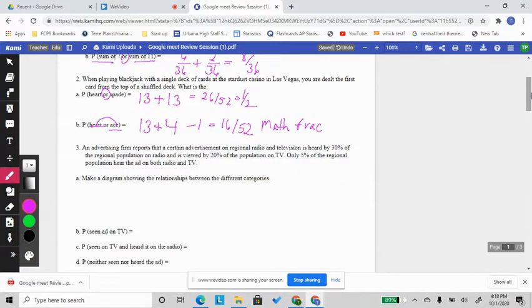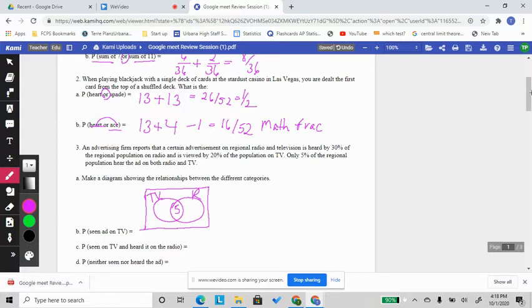All righty. An advertising firm reports that a certain advertisement on radio is heard by 30% and is viewed by 20% on TV, and only 5% is both. We're going to make a Venn diagram. So this is not mutually exclusive because we have a both. I'm just going to turn these into percentages. This would be 5 in the center, because that's our both, and one is TV and one is radio.